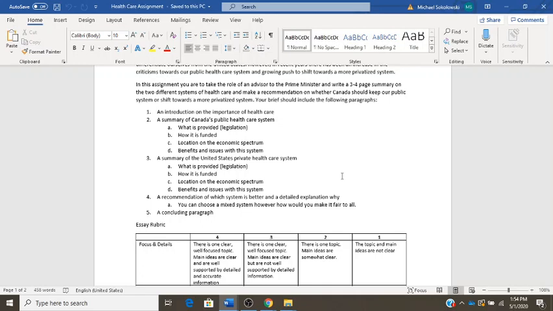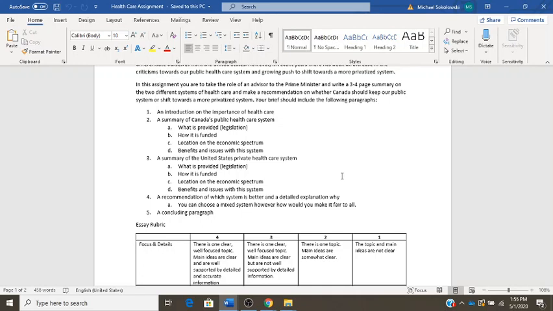Your second paragraph is going to be talking about Canada's public healthcare system. So, in this paragraph, you are going to talk about how Canada has a public healthcare system. And in this paragraph, you have to provide me a number of things. You have to talk to me about what is provided. So, you should talk about the Canada Health Act. What is provided? What are the rules for it? Then you need to talk about how we pay for our healthcare in Canada. How do our doctors and hospitals get the money to treat all the people who need to access healthcare?